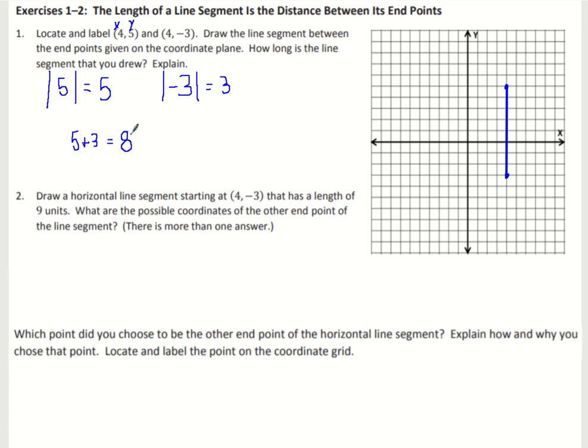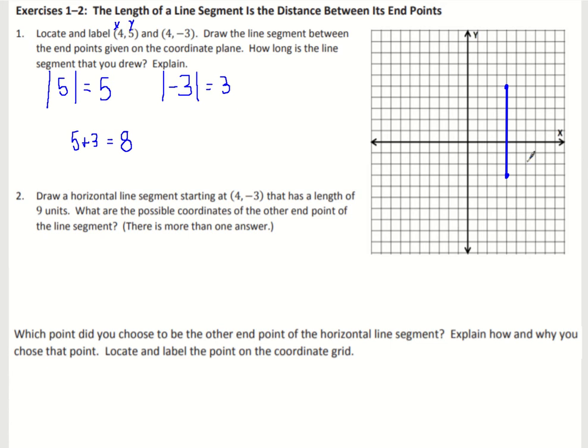How are we going to get more than one answer for this one, though? Because if it needs to be horizontal, I can only really see one way that we can go. Going horizontal, I can go horizontal this way, but if I go horizontal this way, I'm going to be off of my graph. So clearly there's not going to be a point there, right? Well, that's where we would be incorrect.